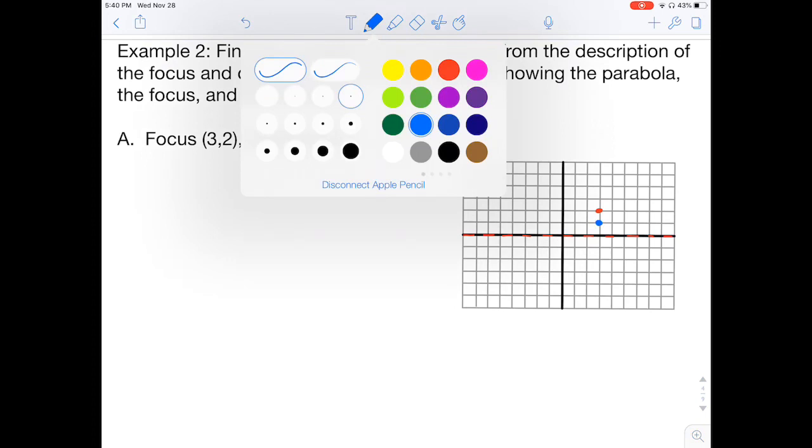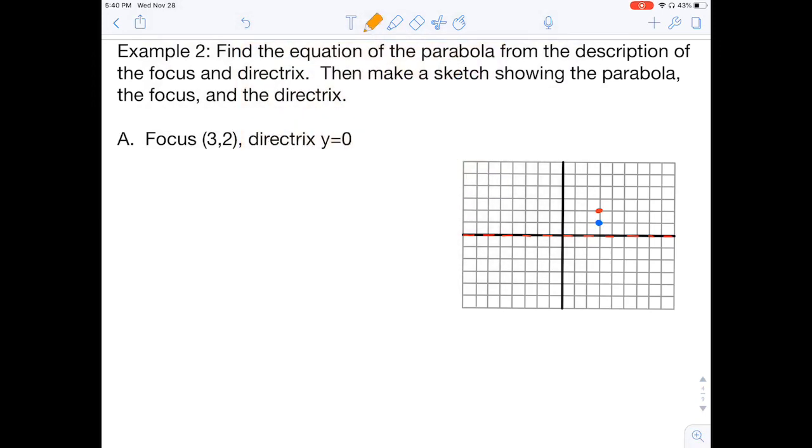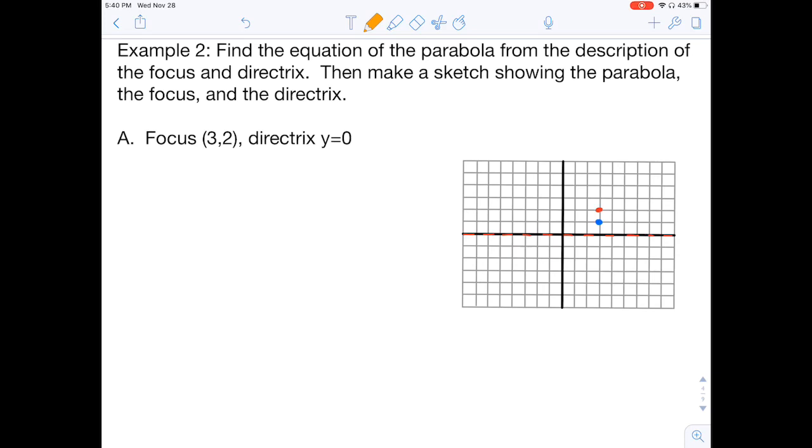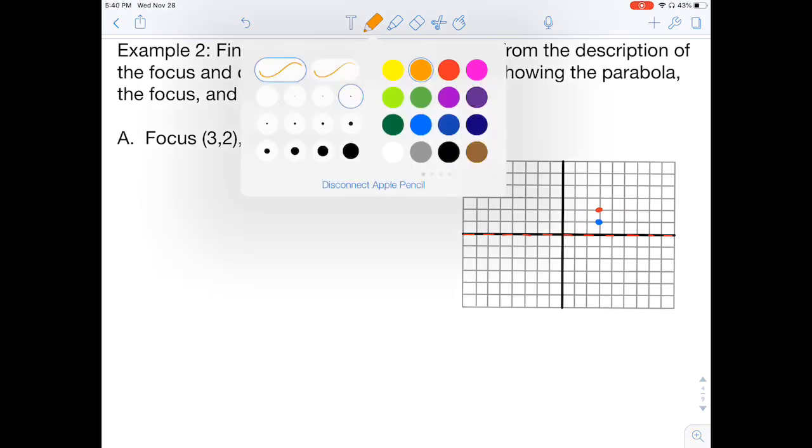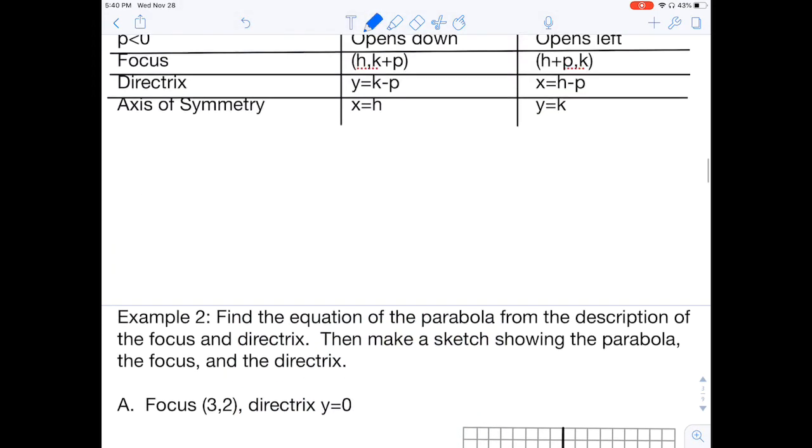And again, you don't need to do this, but if it helps you, please do. We're going to just do a quick little sketch of our parabola just to figure out what the orientation is that it opens. Okay, so it's going to open up vertically. So I'm going to go to my appropriate equation. So let's go up here.